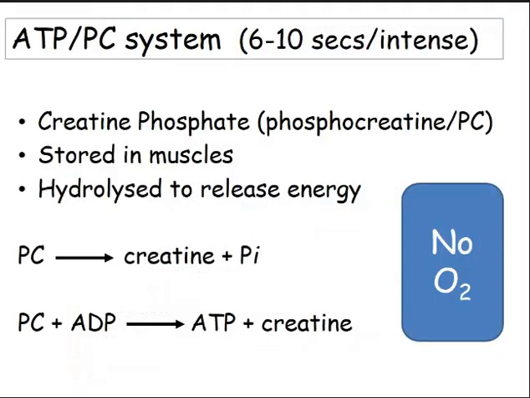So I told you we'd come back to the ATP-CP, so here it is. It's a very, very short amount of time that you would use this for. Remember, you've got creatine phosphate. That creatine phosphate can donate a phosphate to ADP to form ATP. It's stored in your muscles, and you can hydrolyze it to release the energy. You can use it to resynthesize ATP and creatine. And remember, that's done without oxygen. That's really what we need to know about that.